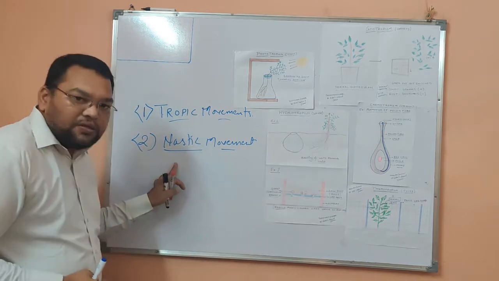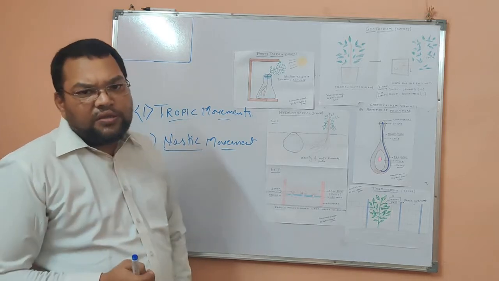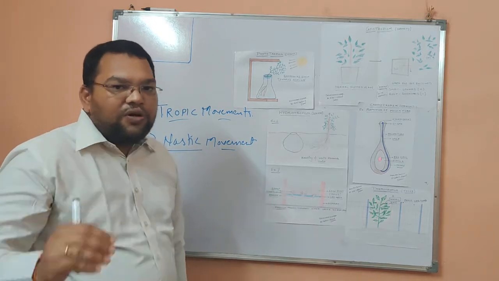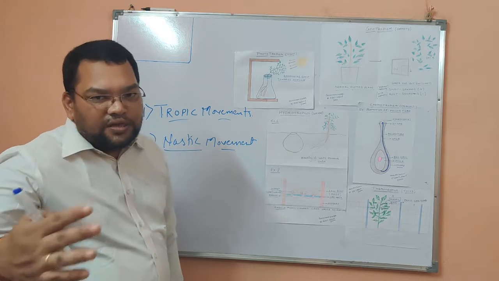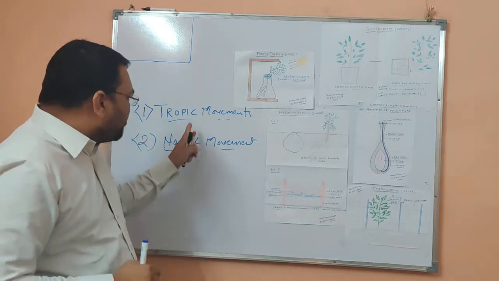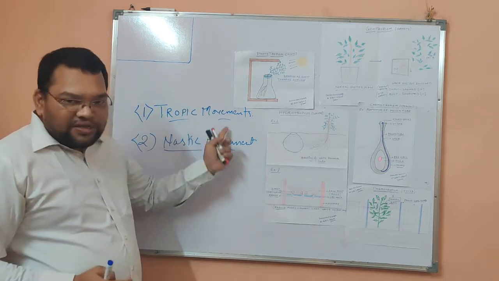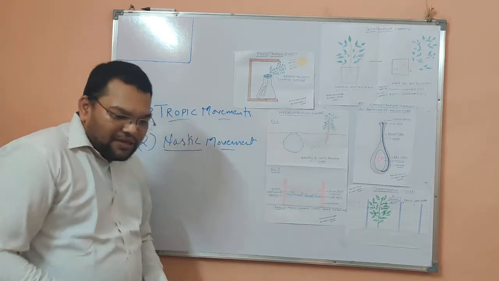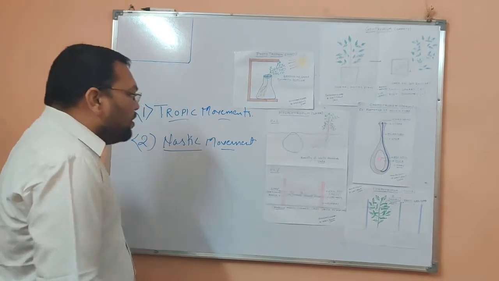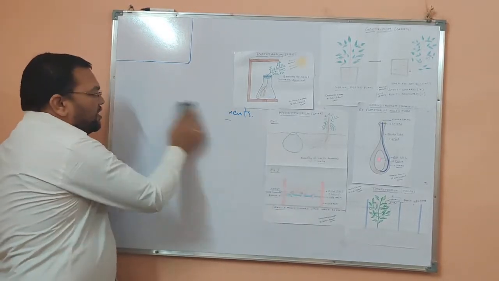And nastic movements are the non-directional movements. That means they won't occur in the direction of the stimuli. So that is the difference between the tropic and the nastic movement. The upper one is the directional movement and the second one is the nastic movement. So first we are going to see the tropic movement.